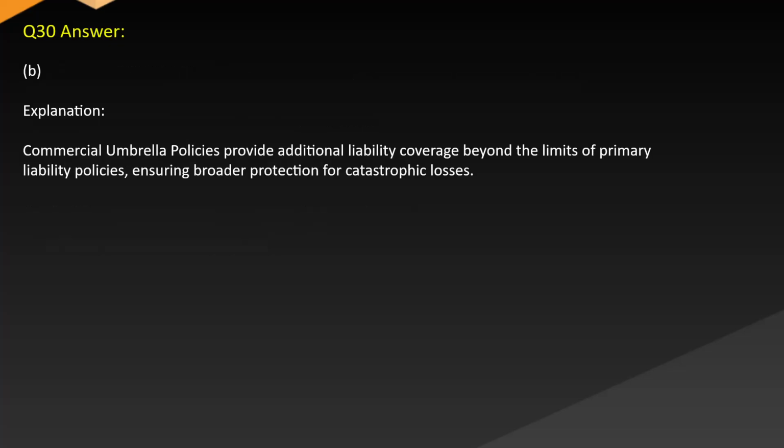Answer: B. Explanation: Commercial umbrella policies provide additional liability coverage beyond the limits of primary liability policies, ensuring broader protection for catastrophic losses.